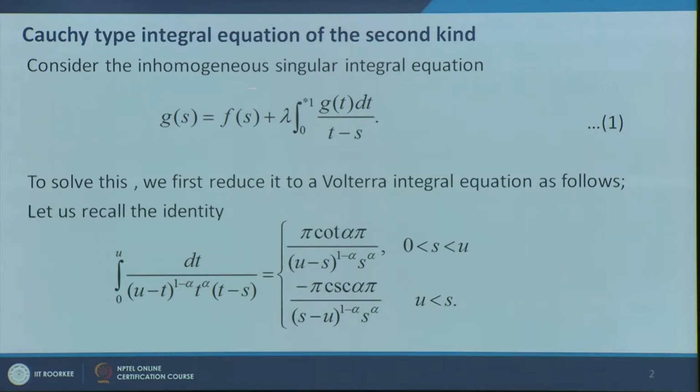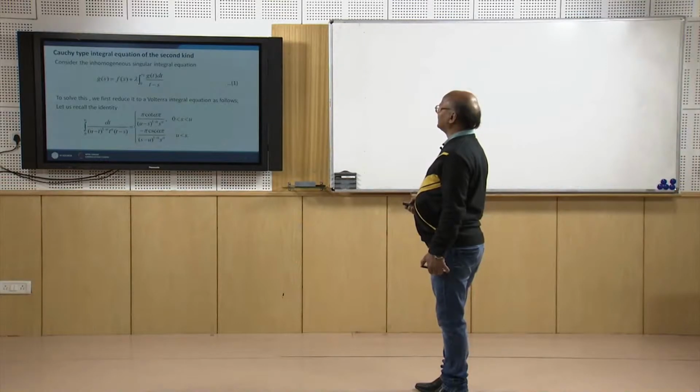Now in order to solve this singular integral equation, we shall reduce it to a Volterra integral equation. How we do it? Let us see. We will need this identity which we have shown in the last lecture. The integral from 0 to u of dt upon (u minus t) raised to power 1 minus alpha, t to the power alpha, into (t minus s), equals pi cot alpha pi over this, and then minus pi cosec alpha pi over (s minus u) to power 1 minus alpha, s to the power alpha. So we shall need this identity.